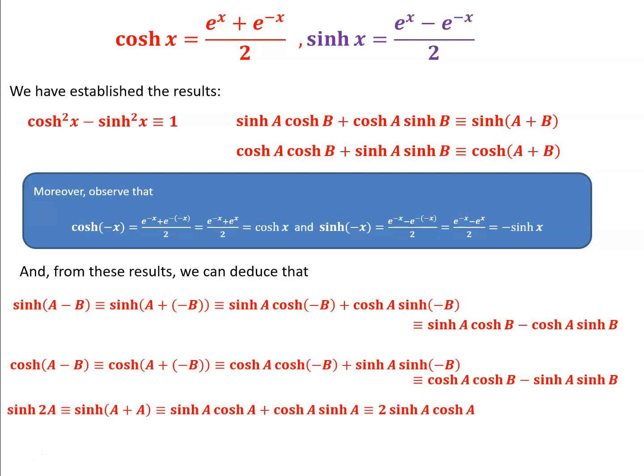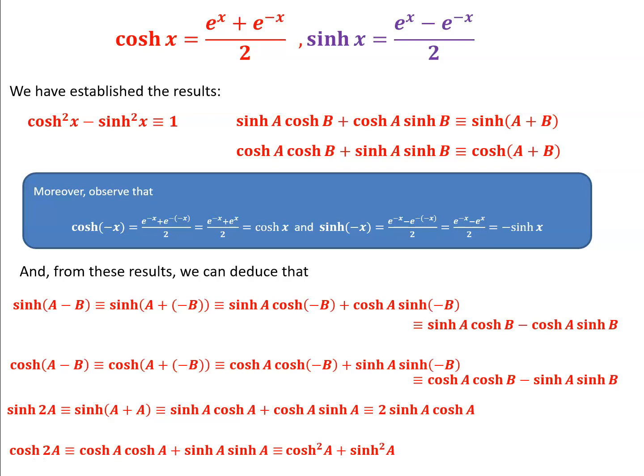Okay. If we put a and b to be the same, then we obtain sinh 2a is the same thing as sinh of a plus a, that's sinh a cosh a plus cosh a sinh a, that's 2 lots of sinh a cosh a.